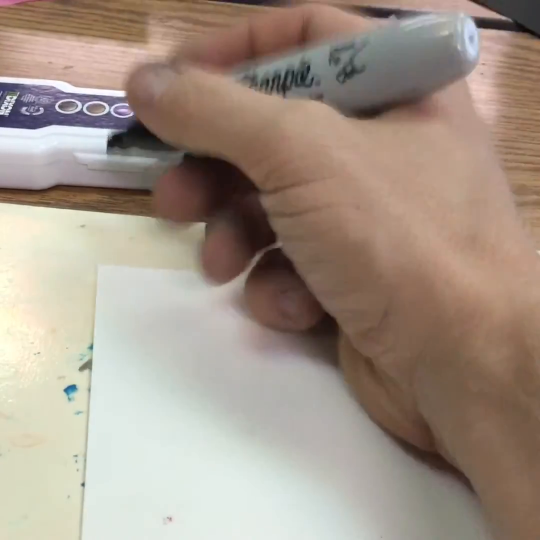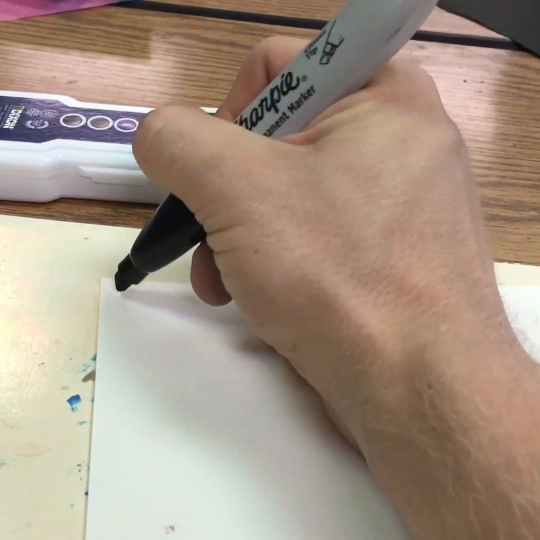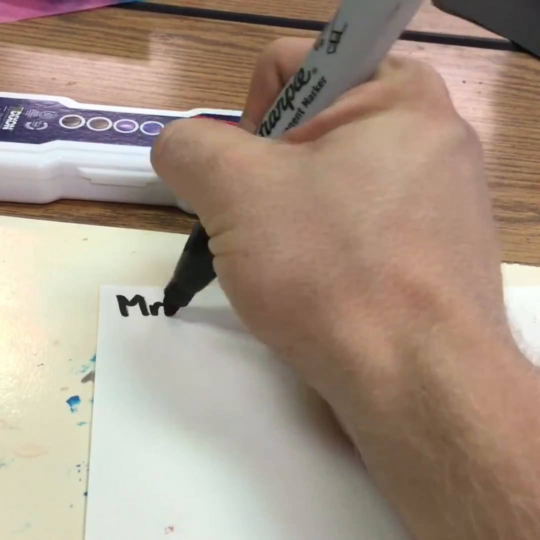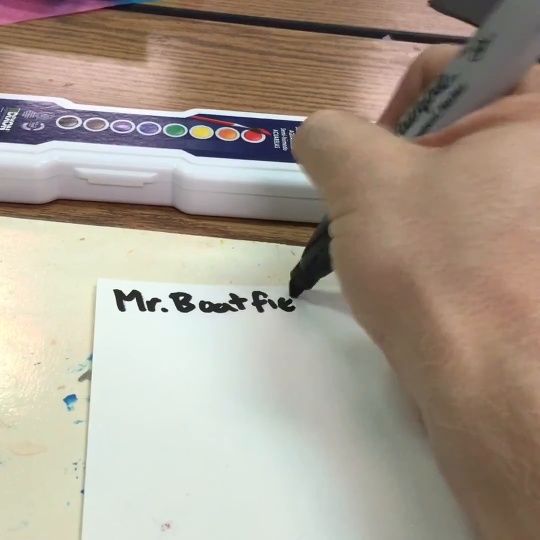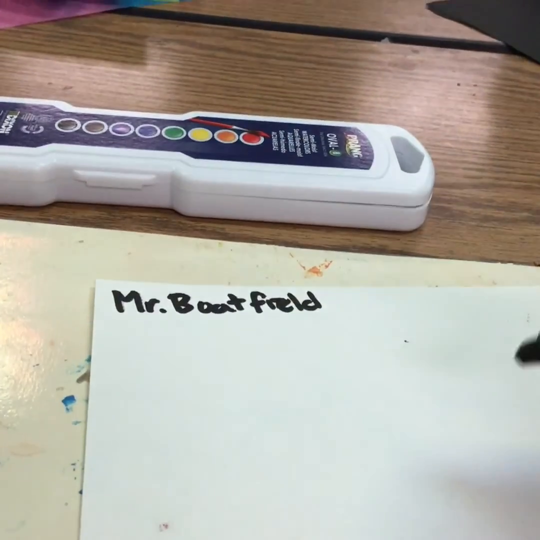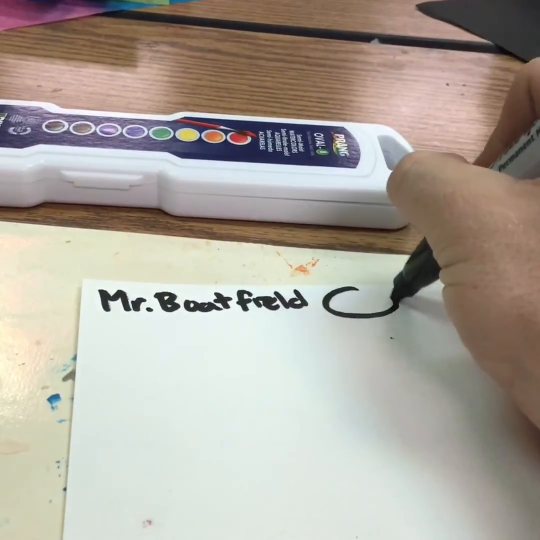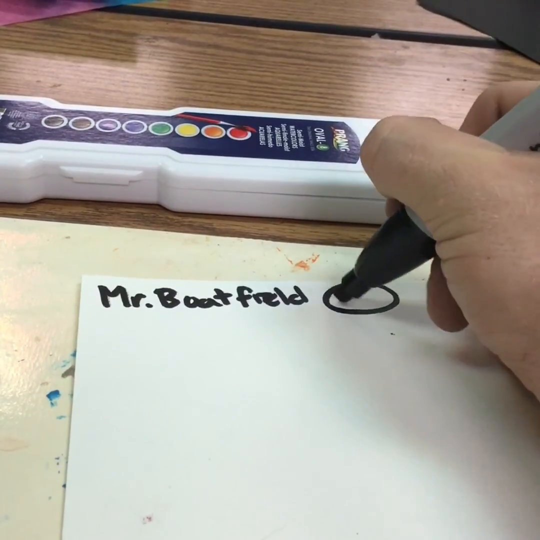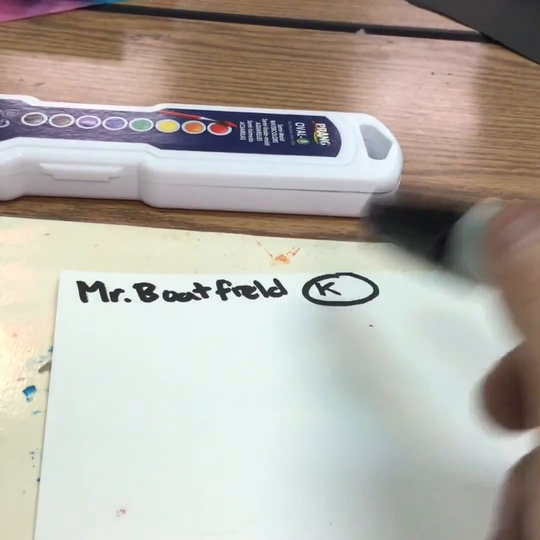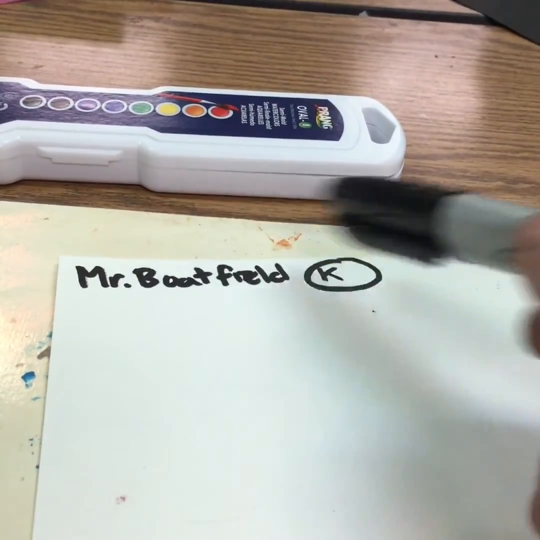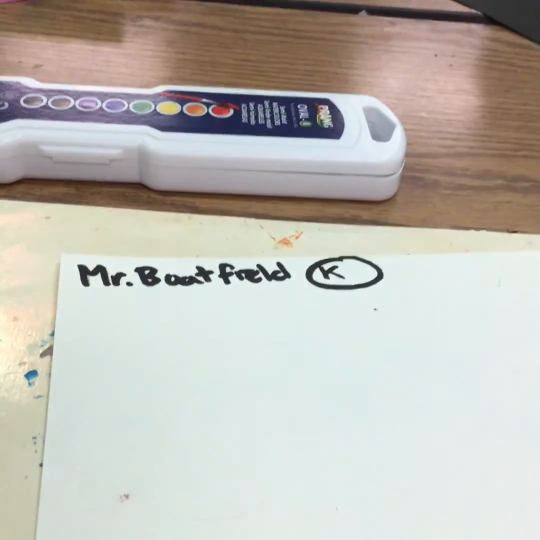You and your partner are gonna write your name at the top of your paper. So I'm gonna write Mr. Boatfield because that is my name. Then you're gonna write your class code. Remember, we always put our class code in the circle. Give me a thumbs up once you have your name and class code written at the top. You do not need to write big. I would write small.